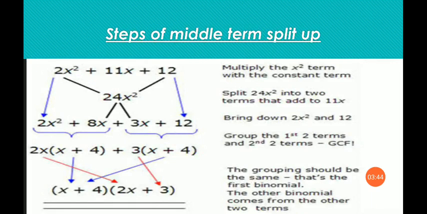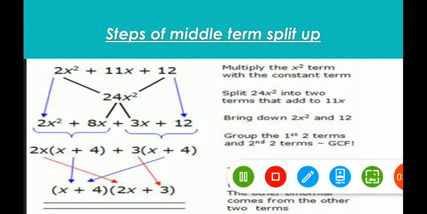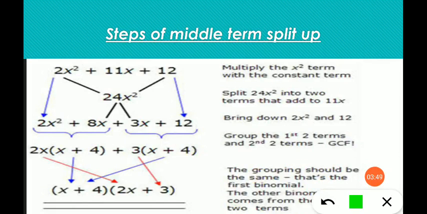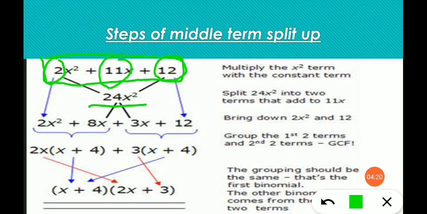Let's see one more example, and what the steps are. So here the polynomial is 2x square plus 11x plus 12. What we have to do is multiply the coefficient of x square and the constant number. On multiplication we get 2 into 12, 24x square, and then we have to find the factors of 24 in such a way that their addition or subtraction will give us 11.